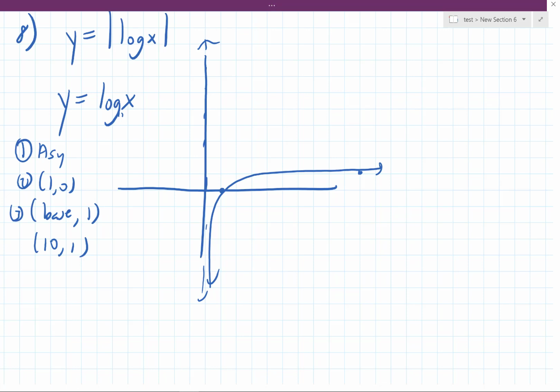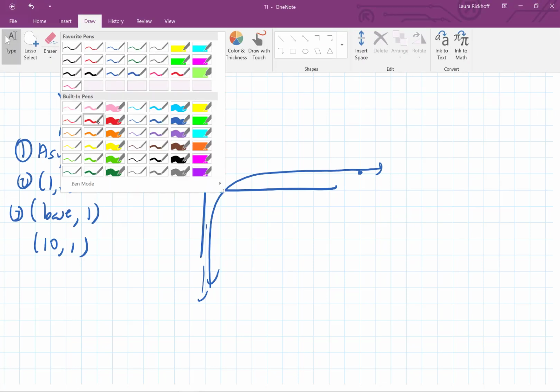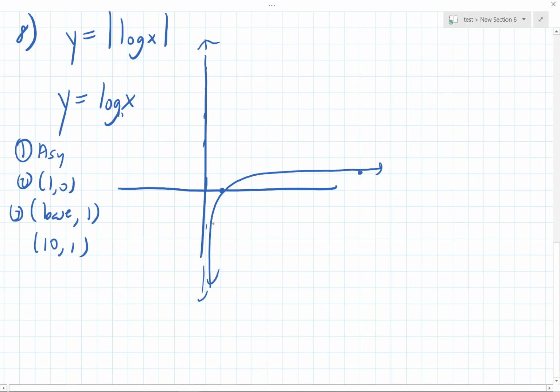Now what an absolute value does to a graph is it just makes things positive. So everything that's trying to be negative down here, that's going to flip up and become positive. And everything that already was positive will stay positive. So that is your graph of the absolute value of the log of x in orange. And I encourage you to play around with it in Desmos. It's kind of fun. You can graph that, you can graph that, you can see things flipping up. It's pretty fun.